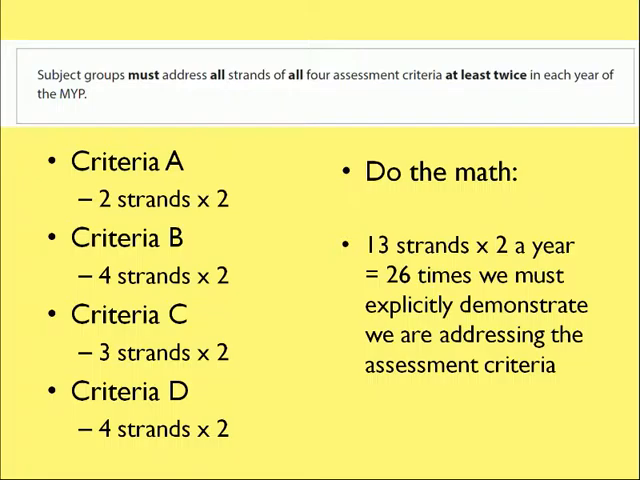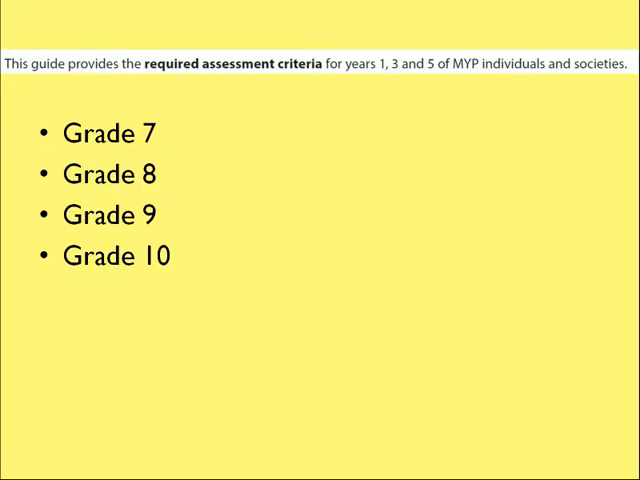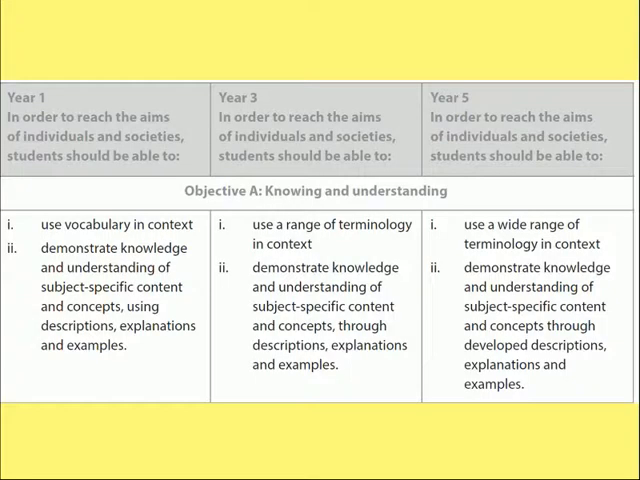Most of it will be in our projects and our exams, where we can show that we're meeting this. Okay, so they have the required assessment criteria for years 1, 3, and 5. Now we only have four years, so grade 7 will be a first year, grade 10 will be a fifth year, and grade 9 will probably be the third year, and so 7 and 8 would be for year 1. So they build on each other.